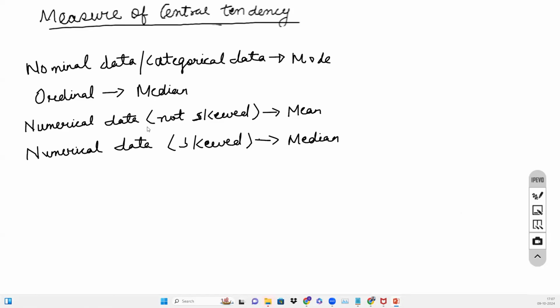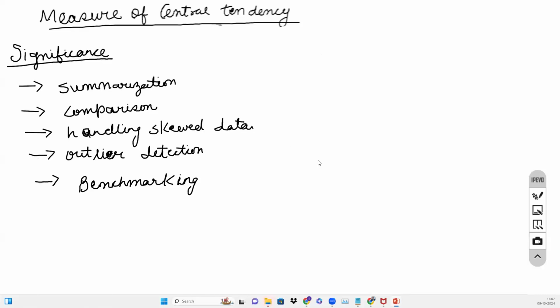When you have numerical data, as we have seen earlier, when it's not skewed, then you can use the mean. In the case of normally distributed data, where mean is equal to median, the mean can also be considered as a measurement for summarization purposes. But when you have skewed data, be it positively skewed or negatively skewed, the median can be considered as the measurement for summarization.